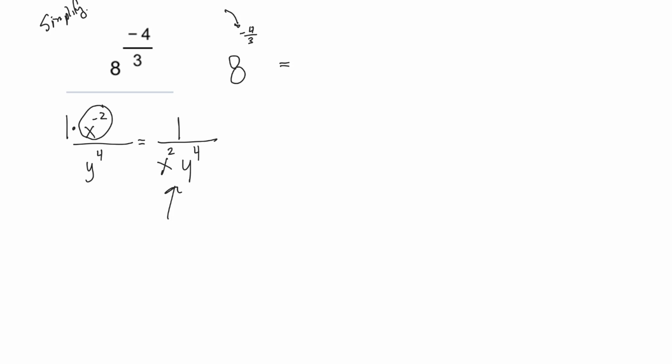So this is like 1 times 8 to the minus 4/3. So I can make that a positive exponent by leaving the 1 where it's at, and on the bottom having 8 to the positive 4/3. Okay, that's one thing. Now, what I can do is I can re-express this fractional exponent as a radical.